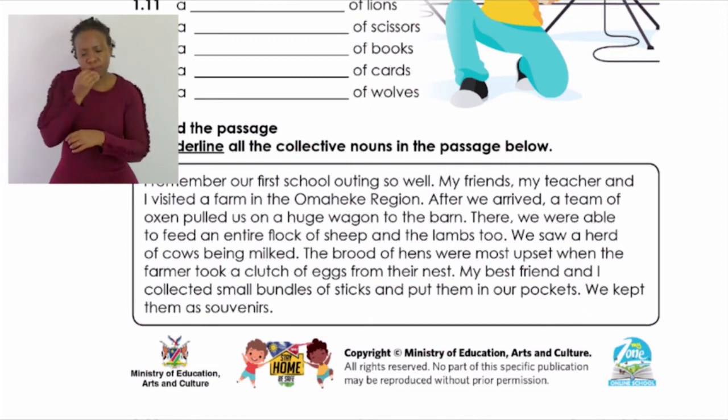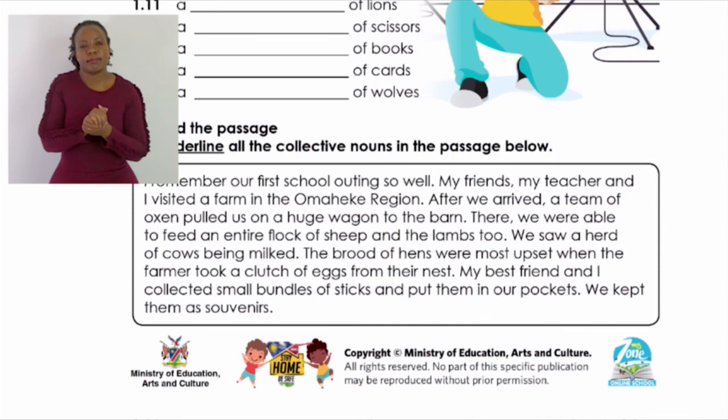We saw a herd of cows being milked. The brood of hens were most upset when the farmer took a clutch of eggs from their nest. My best friend and I collected small bundles of sticks and put them in our pockets. We kept them as souvenirs. Right, that's the paragraph, that's the passage.